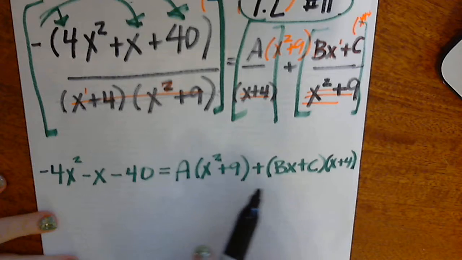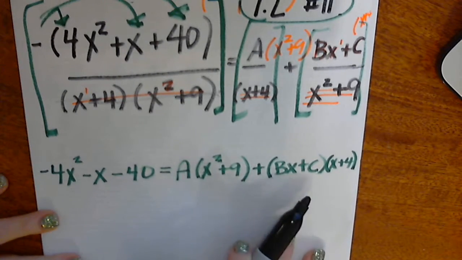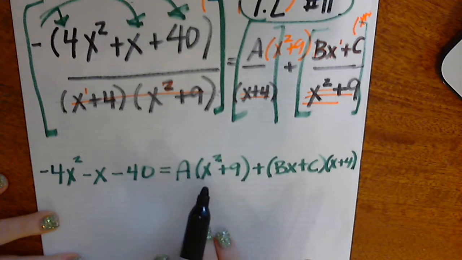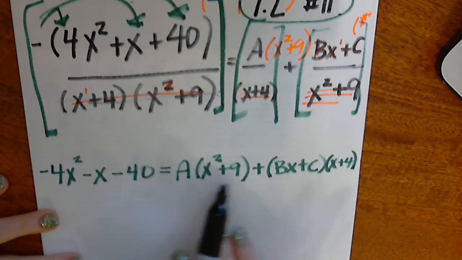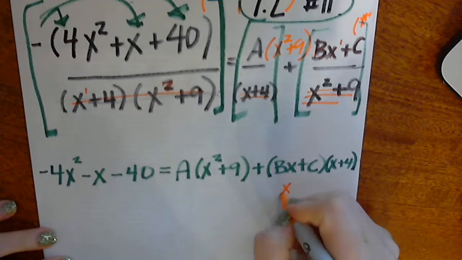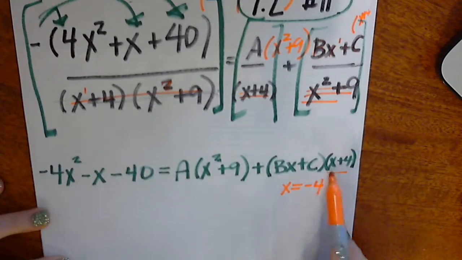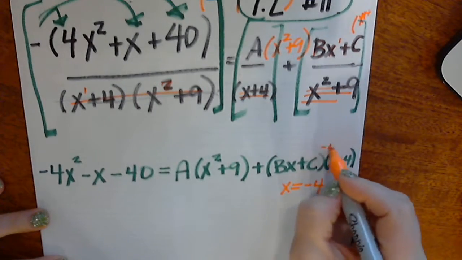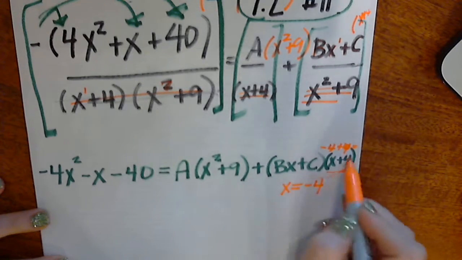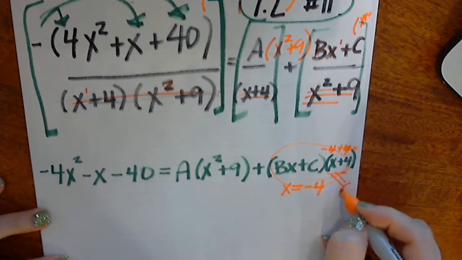And we want to find a value for x so we can start canceling things out. Let's see, we have a Bx plus C times, well, here, I'm going to let x equal negative 4. And the reason why I'm doing that is I'm looking at this term right here. If x is negative 4, then what that gives us is negative 4 plus 4, and that equals 0. So that means this whole term, Bx plus C, whatever that is, is going to equal 0.